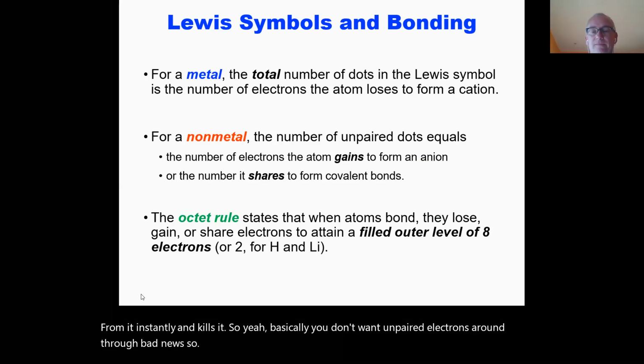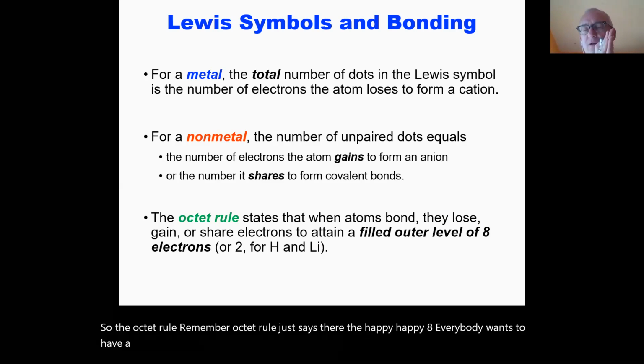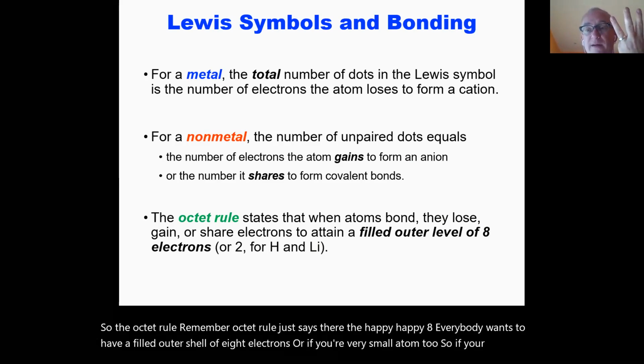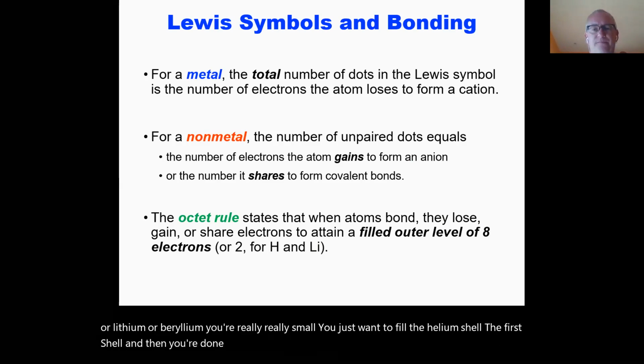So the octet rule, remember, the octet rule just says the happy number is 8. Everybody wants to have a filled outer shell of 8 electrons, or if you're a very small atom, 2. So if you're hydrogen or lithium or beryllium, you're really, really small. You just want to fill the helium shell, the first shell, and then you're done. Everybody else wants to fill the second shell with 8.